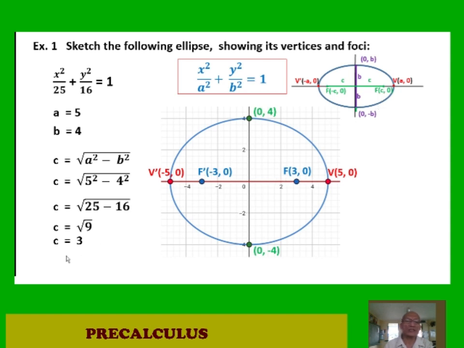So C is 3. So this is our point, (3, 0). And this one is (negative 3, 0). A is 5. So our vertex is (5, 0) and (negative 5, 0). B is 4. So this is (0, 4) and (0, negative 4). Okay, this is the sketch of the ellipse.